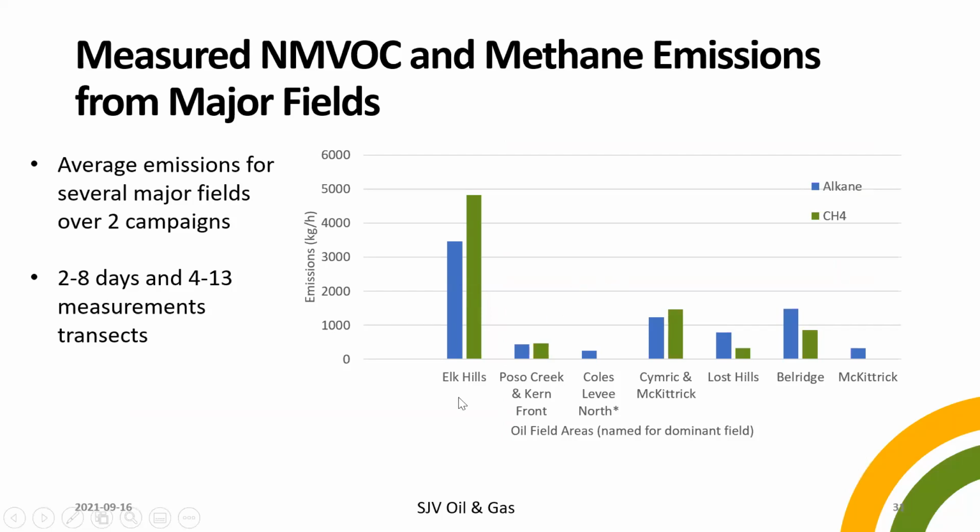So basically each field we have been between 2 and 8 days at. Some of them we've done more measurements at, like Elk Hills. We did a lot of measurements on that one. And some of them we have done less, and it corresponds to 4 to 13 measurement transects. You can see the alkane emission and the methane one for some of the main oil fields, the main studied areas, which are very important, big sources, big oil producers in this area.